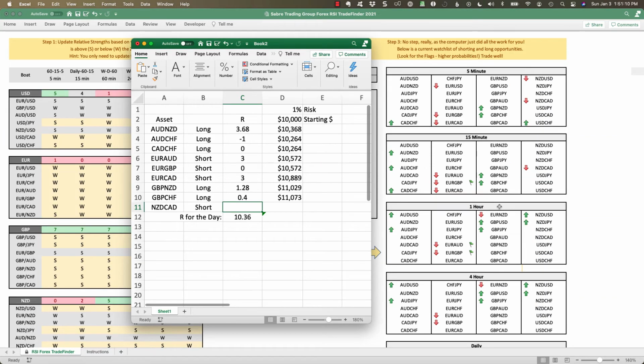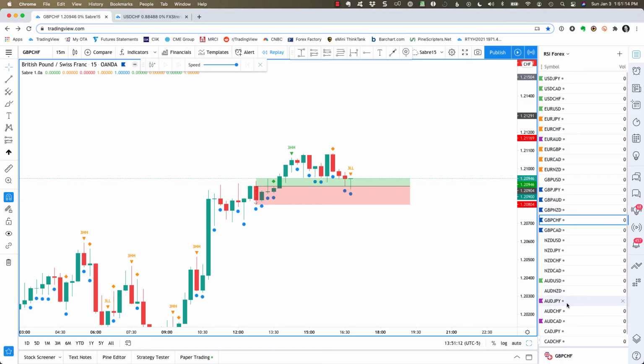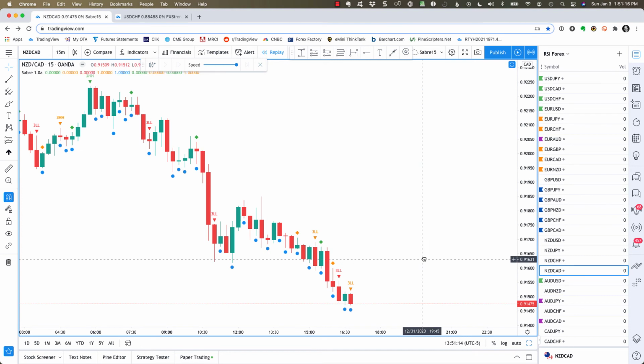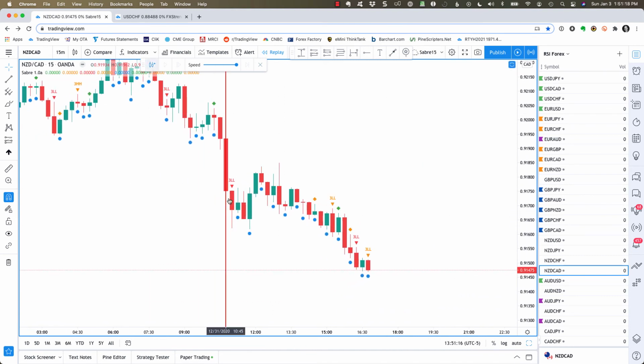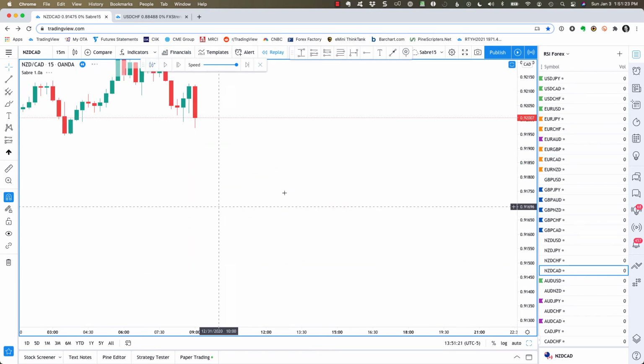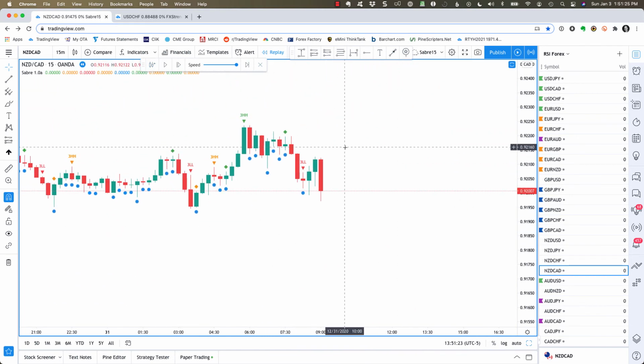Then finally, the New Zealand Cad tells us to go short. So let's go ahead and simulate what it would be like at 9 in the morning. At 9 in the morning, we see, oh, we have a nice little saver level. So let's go ahead and map that out.